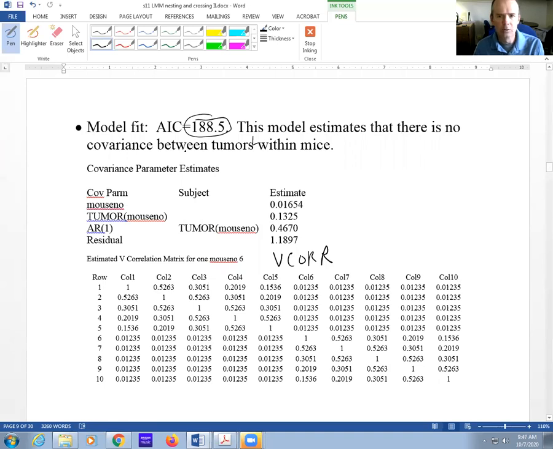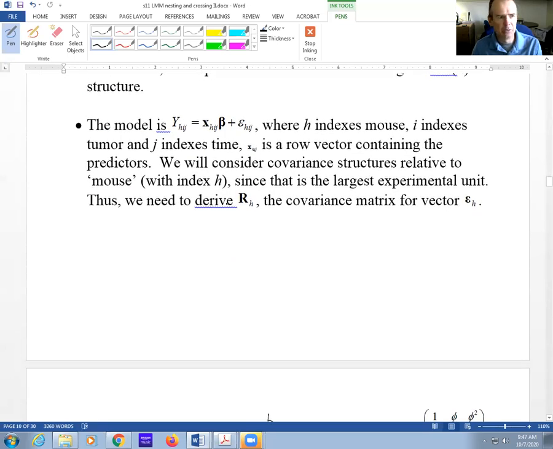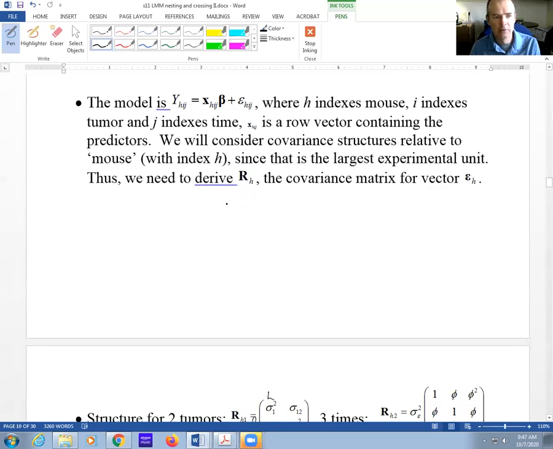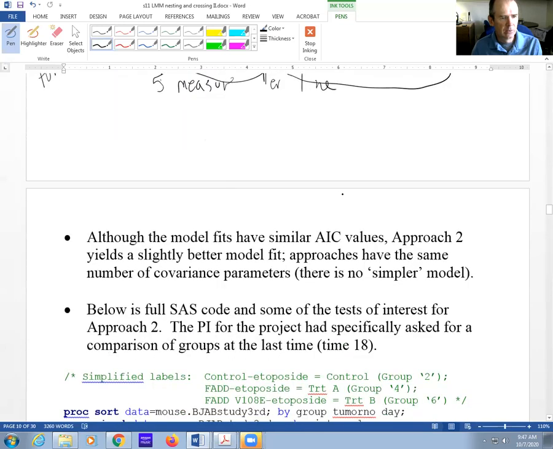But in this case, we don't know which one actually was used. The AIC actually was a little better for the cross factors, not by much, but they have the same number of covariance parameters. So there's not a simpler model. It's not like, well, this one has fewer parameters, so let's go with it. This is a head-to-head comparison, and the Kronecker product had a slightly better AIC.